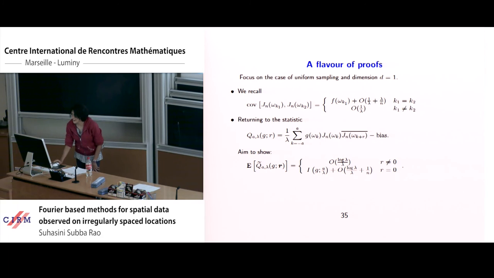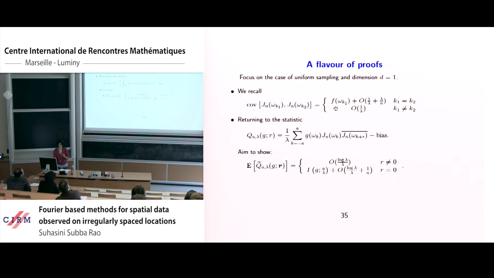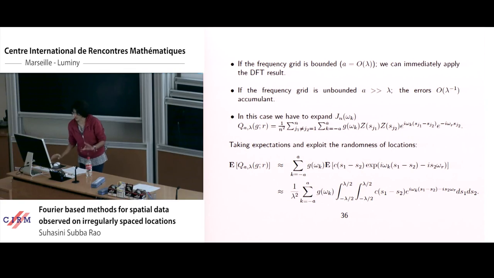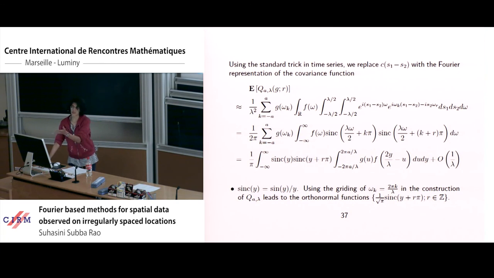But if you were wondering how to do the proofs, everything depends upon our Fourier transforms at different frequencies. In the uniform case, when d is equal to 1, if the frequency is the same, you estimate the spectral density function; if the frequency is different, it is of order 1 over lambda. Returning to our statistic, we want to estimate this quantity. Our aim is to show in uniform sampling that if r is equal to zero, we get something, and if r is not equal to zero, we get something asymptotically zero, and we estimate the functional of interest. But if the frequency grid is kept fixed, you can just put it in there and you get the result. If not, you have to use classical methods similar to those that we use in time series. In time series, we play around with Dirichlet kernels. Here, you play around with sinc functions, and you get pretty much similar results. So this is the method of proof.